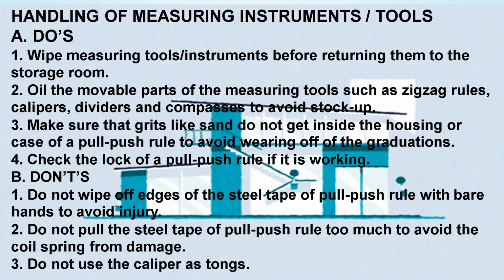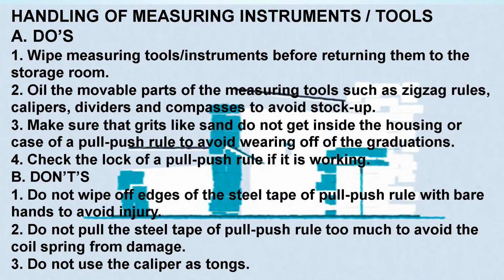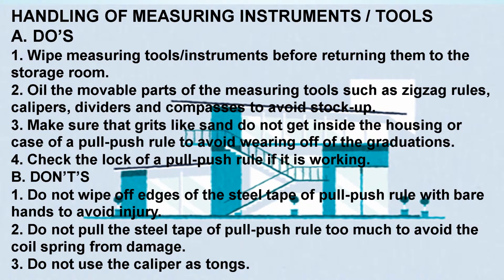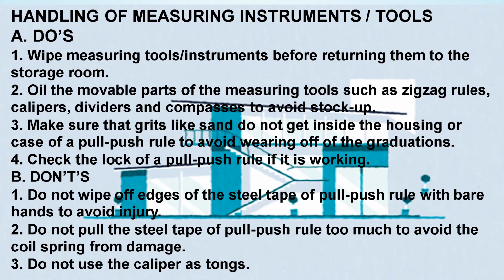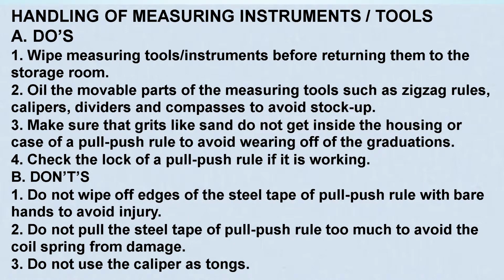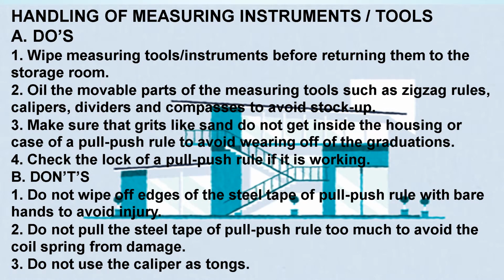Letter B. Don'ts. The first, do not wipe off edges of the steel tip of pull-push rule with bare hands to avoid injury. Second, do not pull the steel tape of pull-push rule too much to avoid the coil spring from damage. Do not use the caliper as tongs.